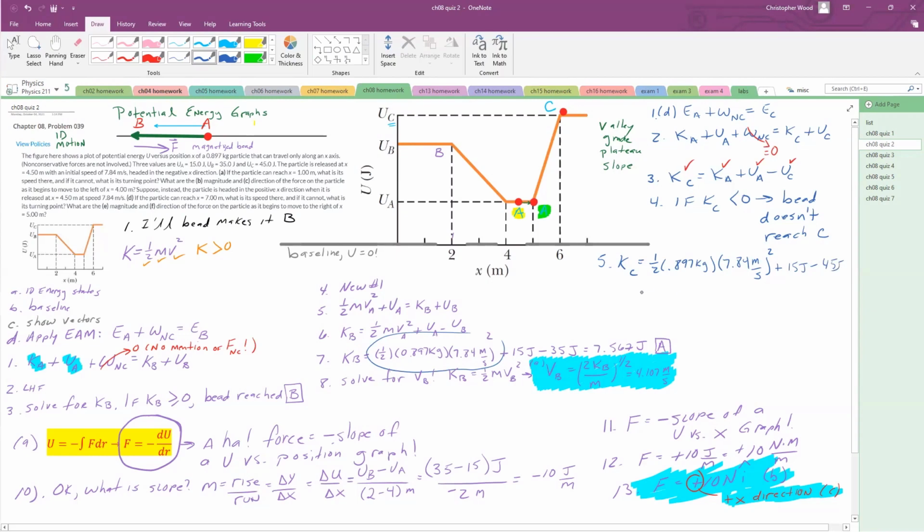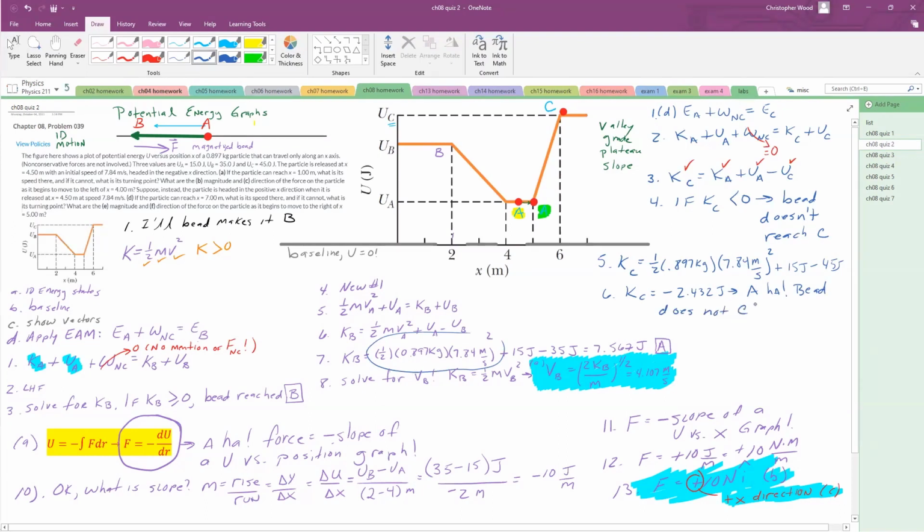All right, so now the calculator says K sub C equals 0.5 times 0.897 times 7.84 squared plus 15 minus 45. I get a negative number, so I don't make it. K equals negative 2 point whatever, 2.432 joules. Aha. B does not make it. B does not reach C.